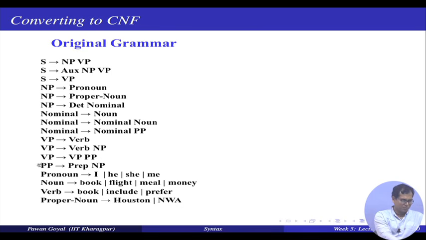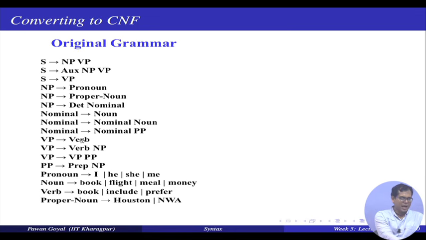Now let me go upwards. So PP gives me preposition followed by a noun phrase. Again 1 non-terminal giving me 2 non-terminals, in CNF. This is also in CNF, this is also CNF, but this rule is not in CNF. VP goes to verb. 1 non-terminal giving me another non-terminal. So how do I actually convert this to Chomsky normal form? The idea would be, I will find out what are the terminals that this derives. So verb derives book, include and prefer.